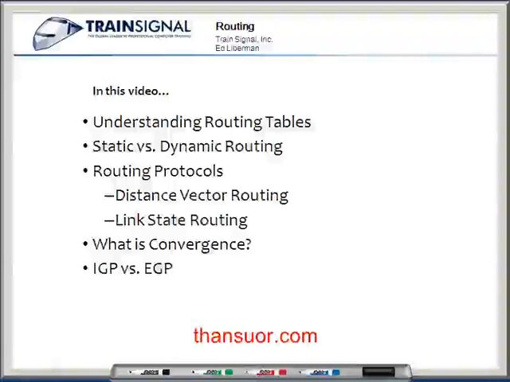In this video, we're going to start off by taking a look at routing tables. Make sure you understand how to read them, and we'll even take a look at how to access them. Then we'll take a look at the differences between static routing and dynamic routing. We'll go in and talk about routing protocols, which are used by routers to communicate with each other. And we'll break these routing protocols down into distance vector routing protocols and link state routing protocols. We'll talk a little bit about convergence, and then we'll wrap things up by looking at the differences between IGP and EGP.